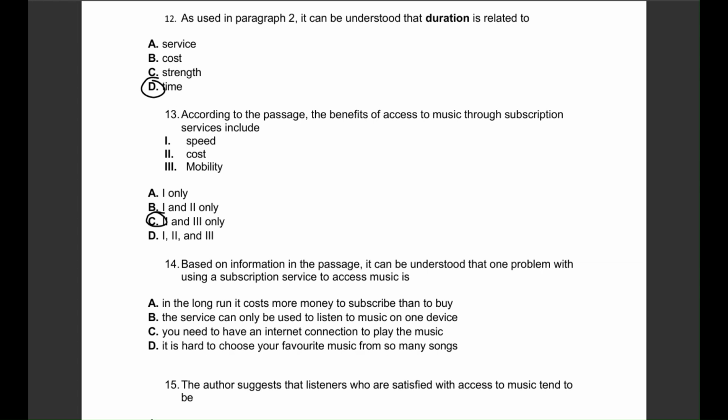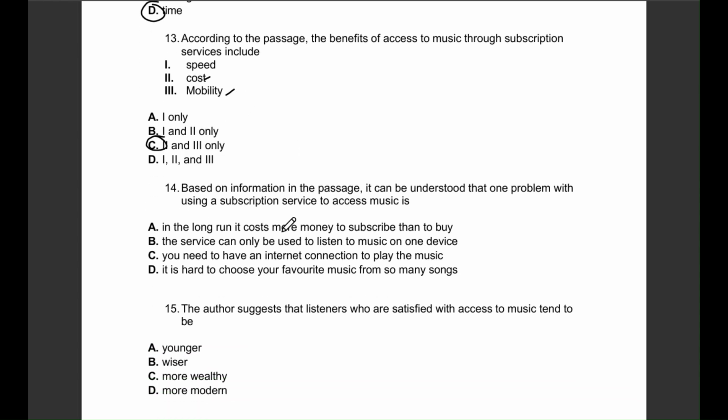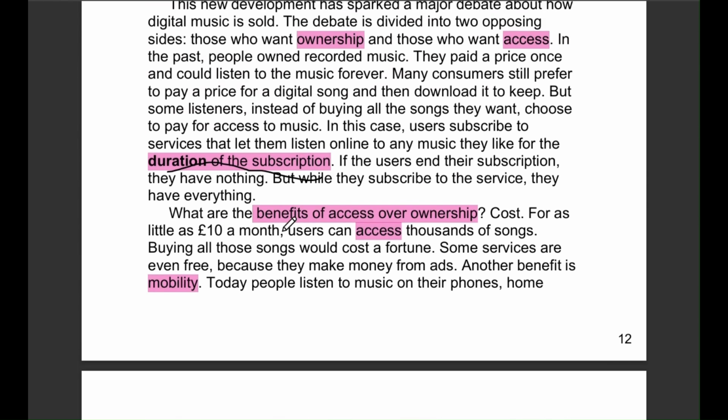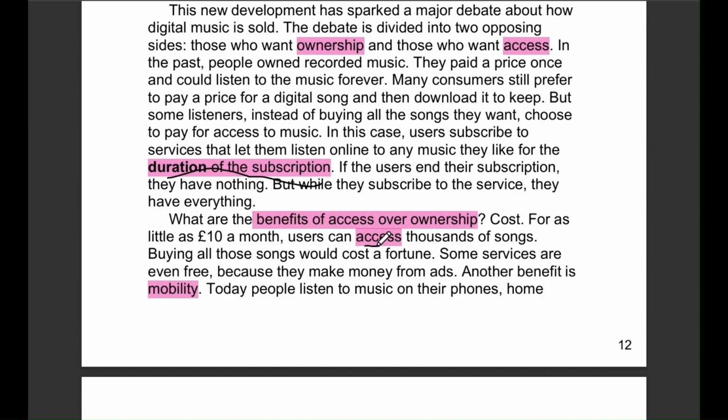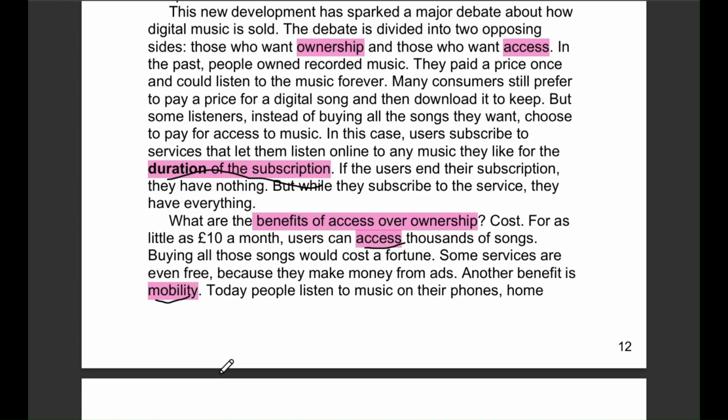II and III only, which are cost and mobility. It is mentioned that subscriptions can be less expensive than buying music and that you can listen to them on different devices. Speed is not mentioned as a specific benefit in the passage. All right, for question number 14.